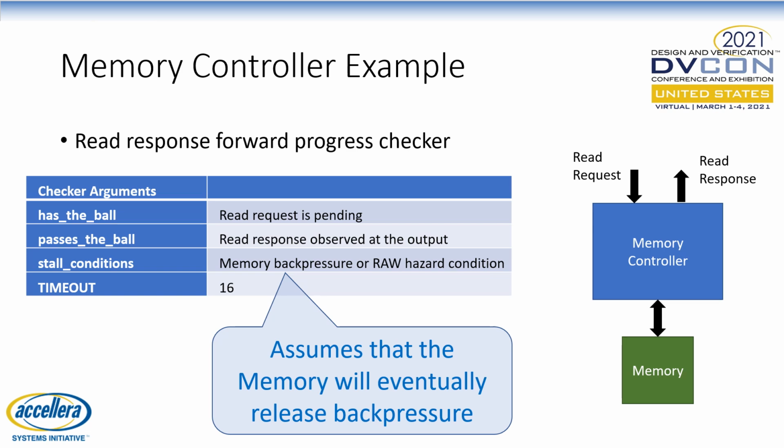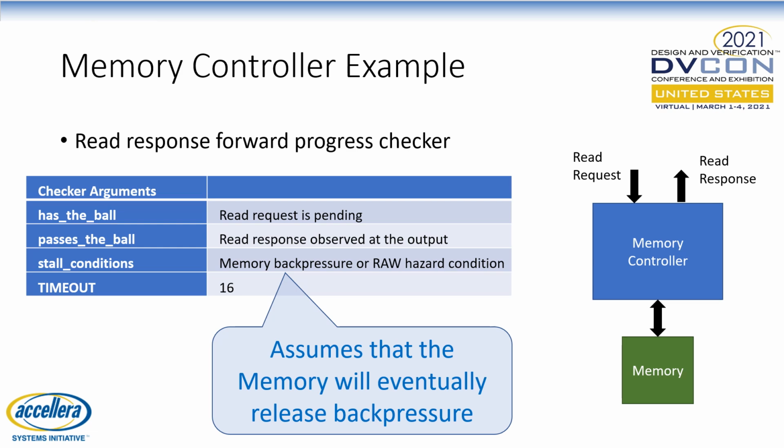Let's consider the example of a memory controller. When the memory controller receives a read request, it must produce a corresponding read response within 16 clock cycles. The has-the-ball condition is that a read request is pending. The passes-the-ball condition is that a read response is observed at the output. The timeout value is 16. The memory can apply back pressure to the controller, so that is a stall condition that we would code into our forward progress checker. We can also have other stall conditions such as a read-after-write hazard condition.